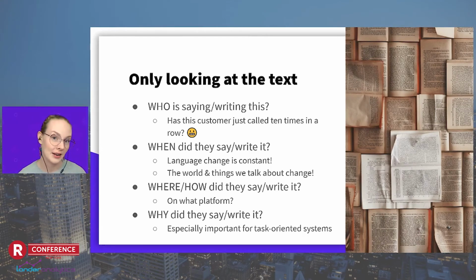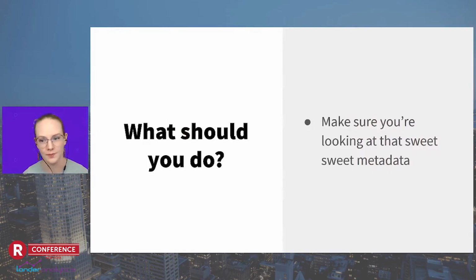And why did they say or write it? So particularly if you are doing task-oriented systems like a chatbot, I'm thinking about chatbots a lot these days, that's very important. That's information that you're going to want to figure out if you can access and use. So just make sure you look at the metadata. Don't forget about it. Don't go so far down the text-based rabbit hole that you forget about the other types of information at your disposal.